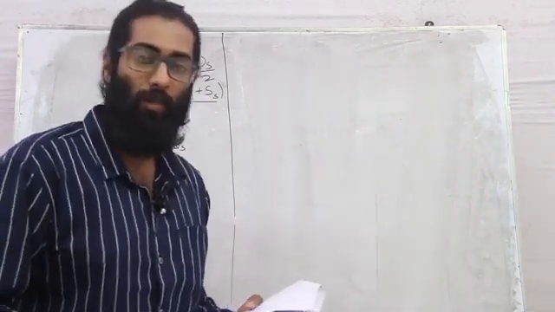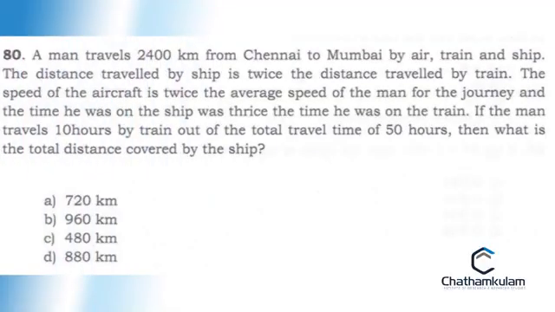So let's look into the next question here. A man travels 2400 km from Chennai to Mumbai by air, train and ship. The distance travelled by ship is twice the distance travelled by train. The speed of the aircraft is twice the average speed of the man for the journey, and the time he was on the ship was thrice the time he was on the train. If the man travels 10 hours by train out of the total travel time of 50 hours, then what is the total distance covered by the ship?